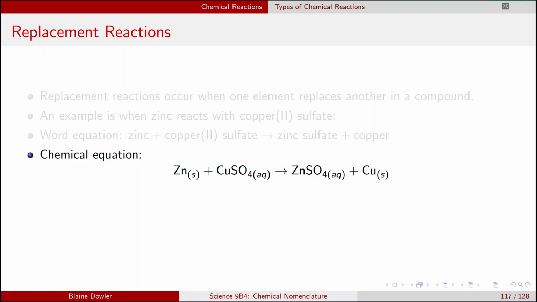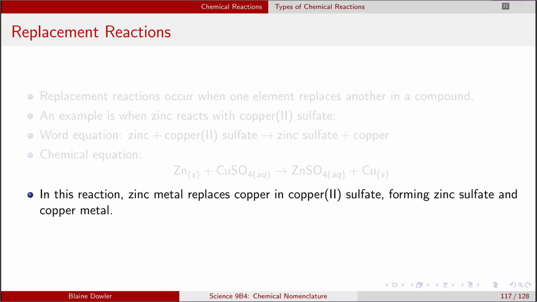Notice that both of our sulfates, both compounds CuSO4 and ZnSO4, they're both aqueous. So someone has put solid zinc into a copper sulfate solution. The zinc dissolves, and the copper comes out as a solid, so that copper would appear as a precipitate.